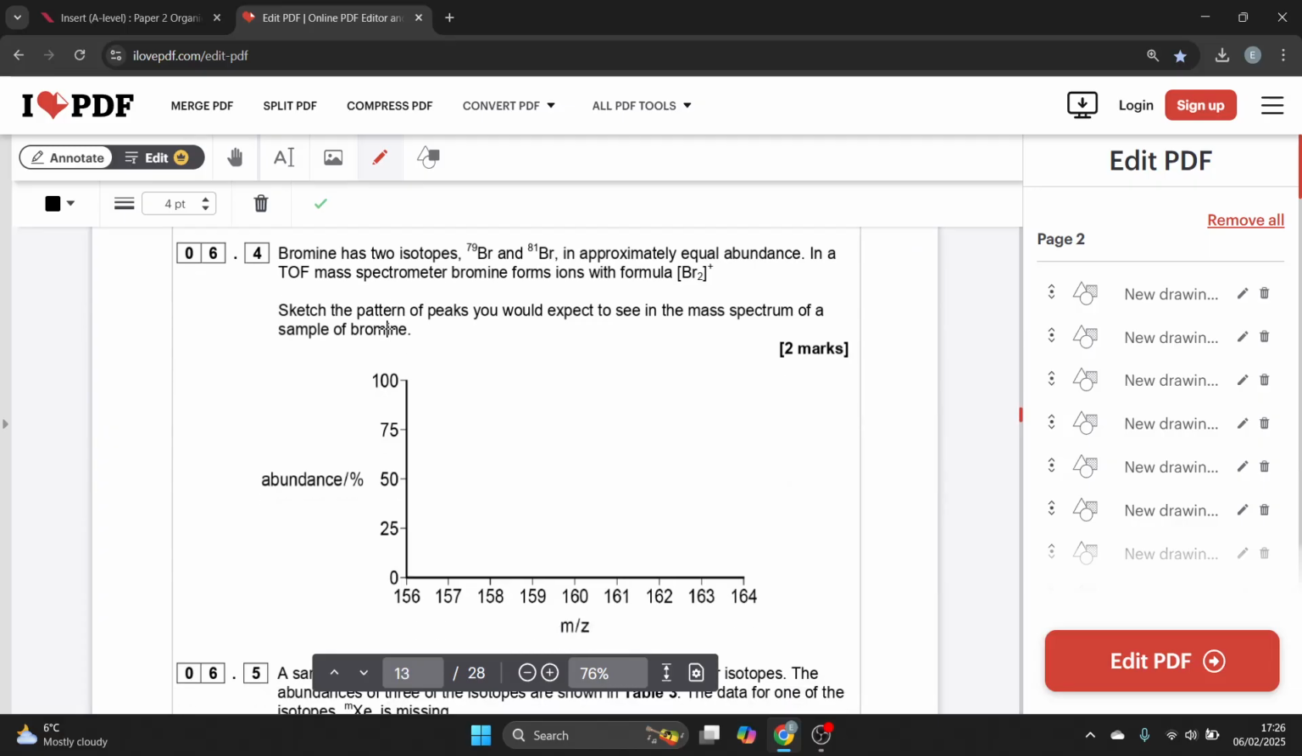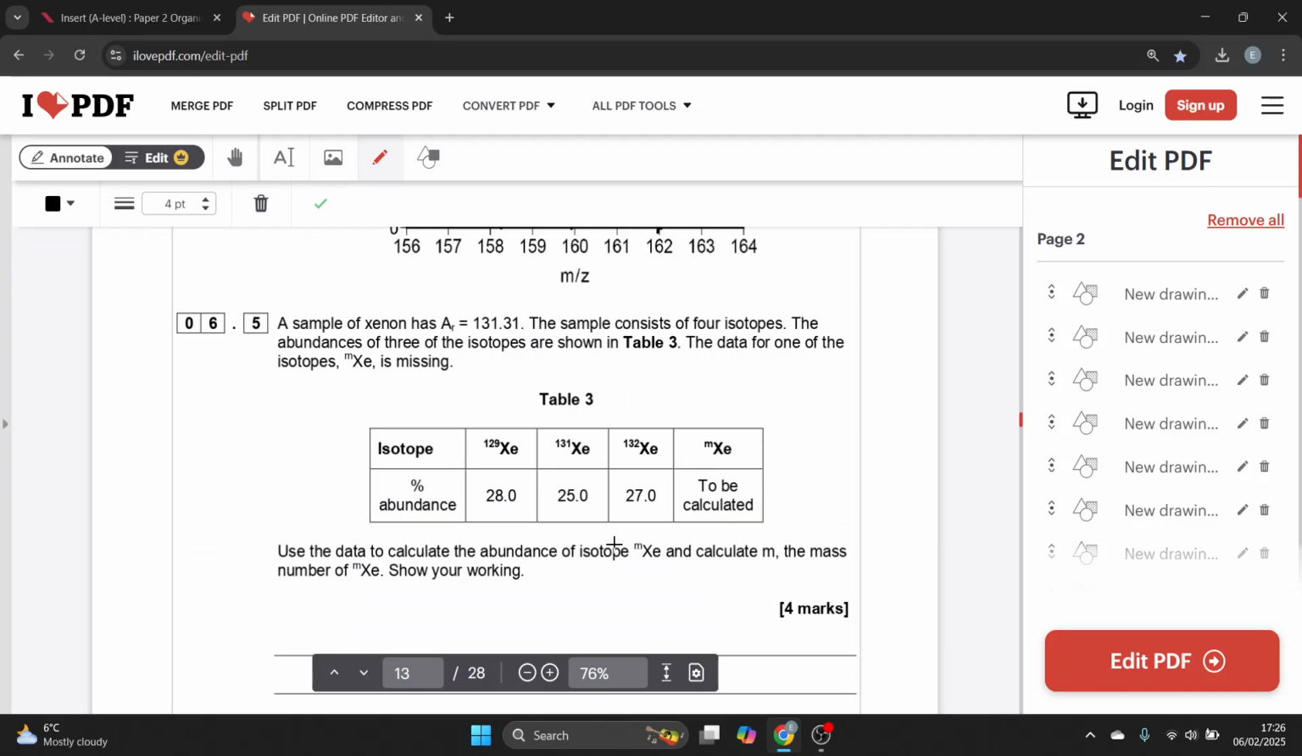6.4 Bromine has two isotopes, 79Br and 81Br, in approximately equal abundance. In a time of flight mass spectrometer, bromine forms ions with formula Br2+. Sketch the pattern of peaks you would expect to see in a mass spectrum of a sample of bromine. So 158 at 25%, 160 at 50%, 162 at 25%.